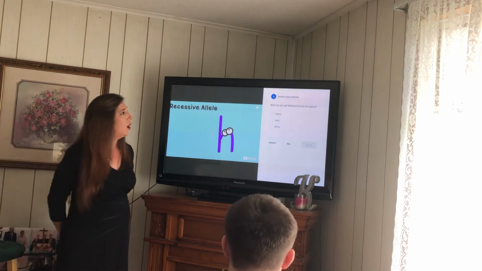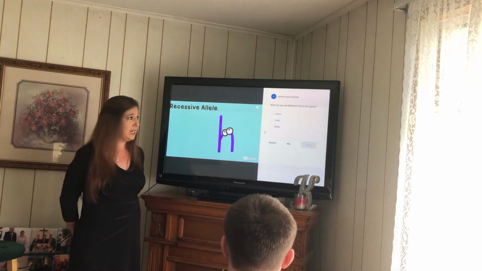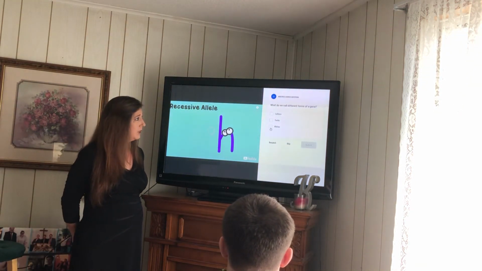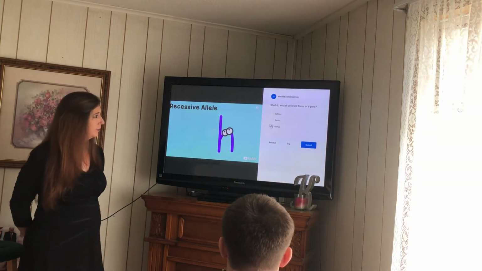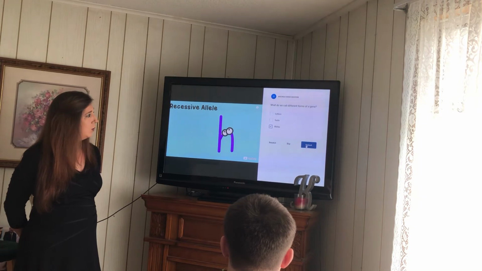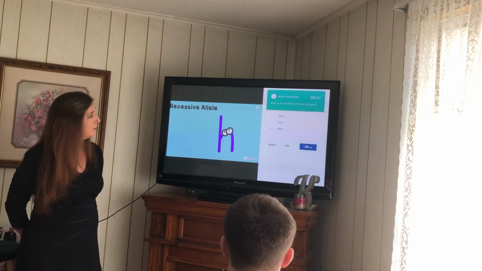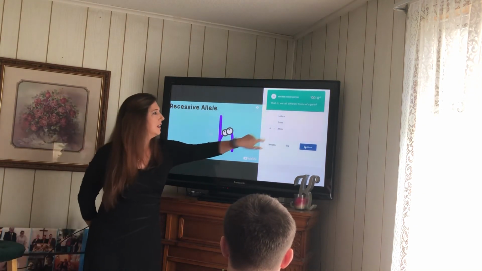Okay, so what do we call different forms of a gene? Is it letters, traits, or alleles? Alleles. We're going to see if you're right on the next one. You were correct. It's alleles.